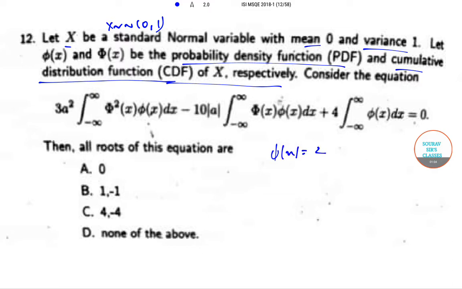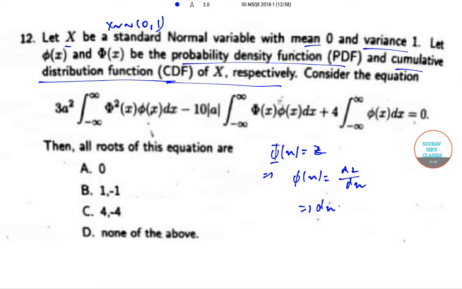Φ(x) is equal to z. So from here, differentiating, we get φ(x) equal to dz/dx, or dx is equal to dz by φ(x).